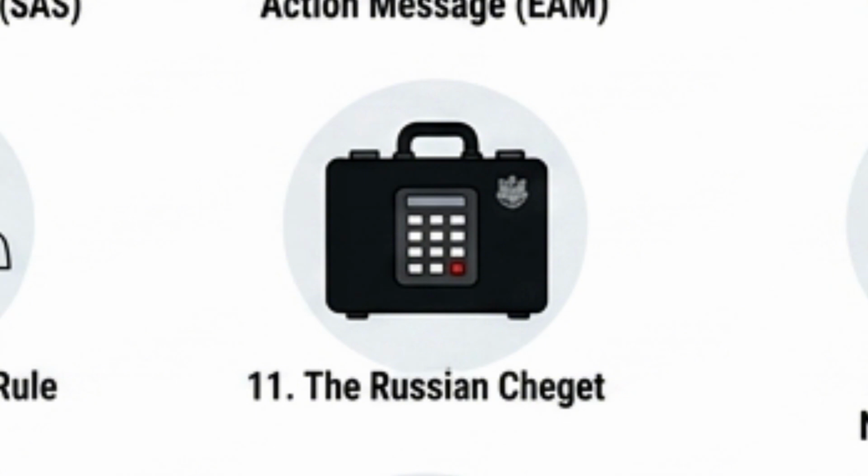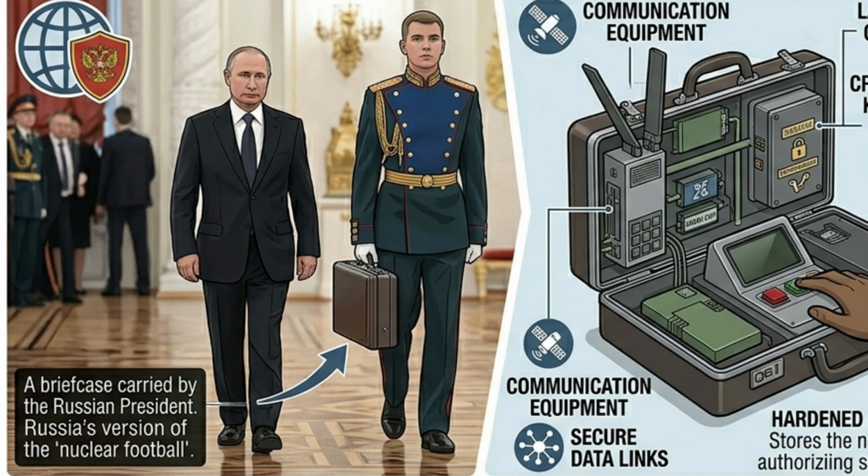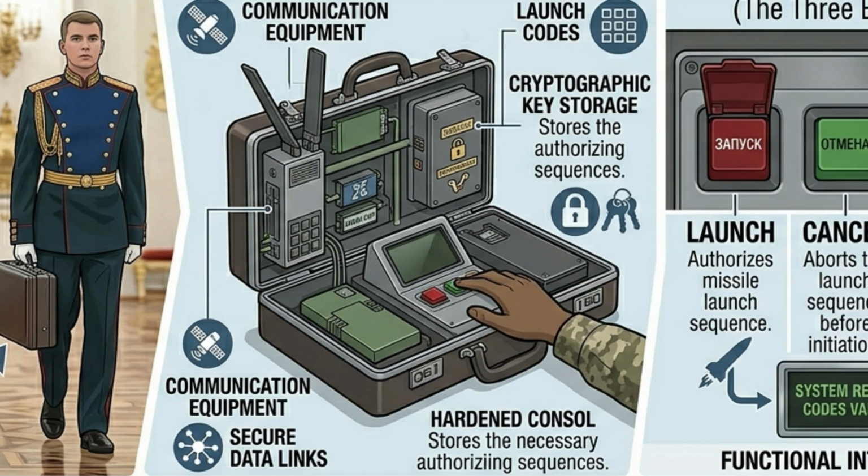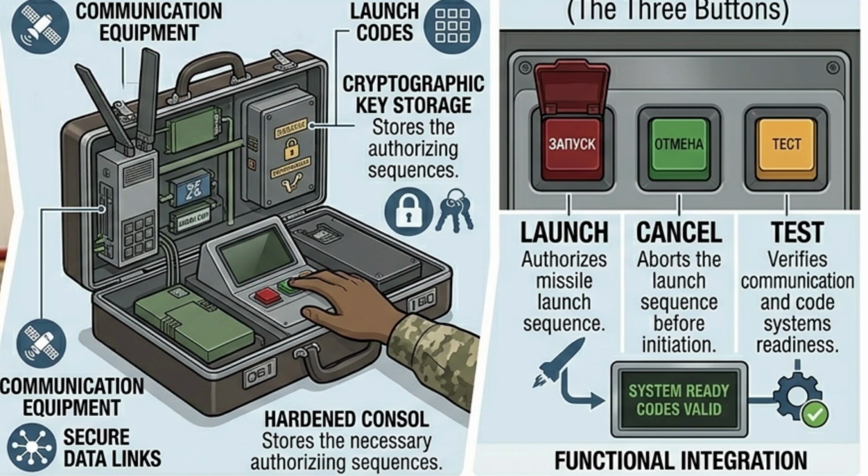11. The Russian Cheget, Russia's version of the nuclear football. It is a briefcase carried by the Russian president. It contains launch codes and communication equipment. It has 3 buttons. 1 button launches, 1 cancels, 1 tests the system.